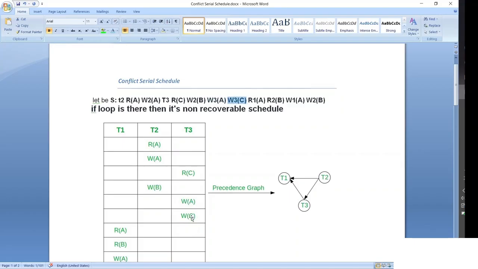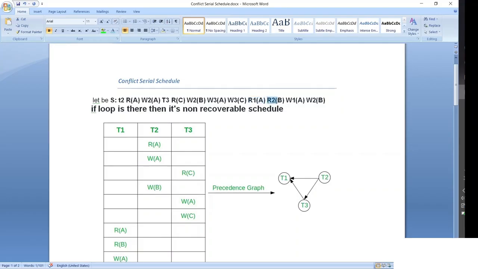So I am having different instances: A instance, B instance. So A means, let's suppose, the account of Ram, B means the account of Sita, C means the account of Sham. So we are having different instances. Then R1 means T1 is doing a read operation on A.